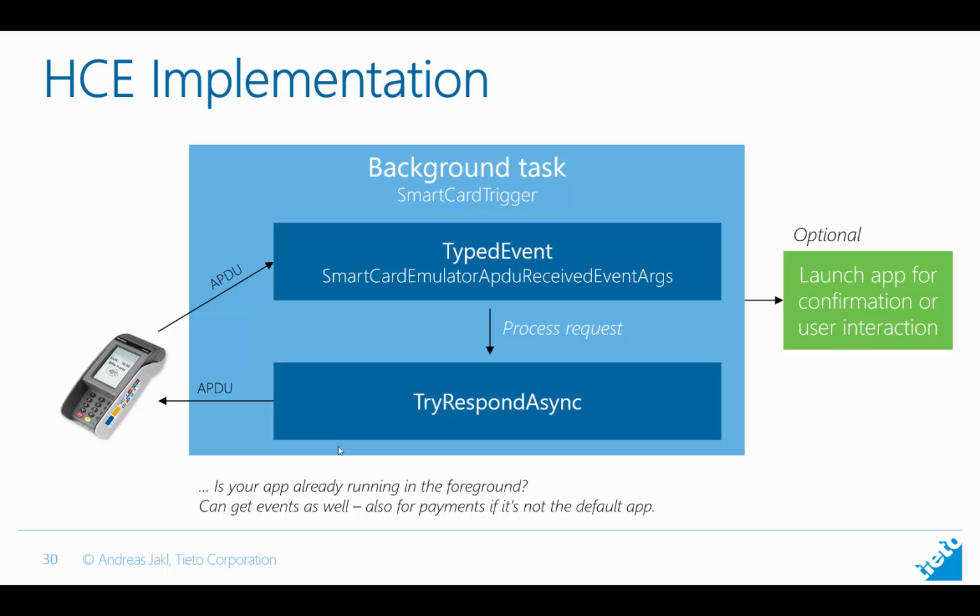If your app is already running in the foreground, it gets the events as well, even for payments if it's not the default app. So the payment default app is launched if the phone is, for example, in the start menu, but if you manage to convince the customer to open your app before he pays, you can actually also do payments from your app, just loyalty cards.